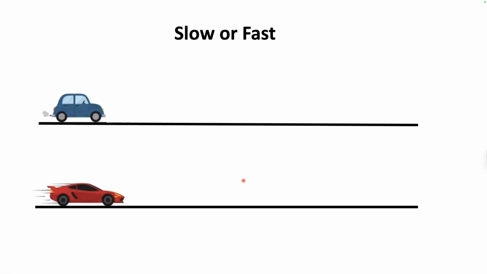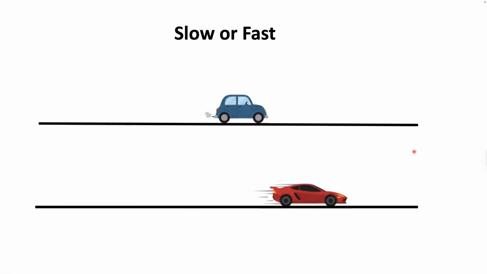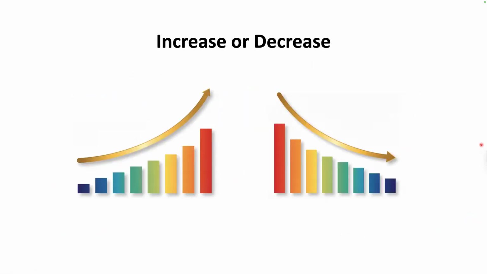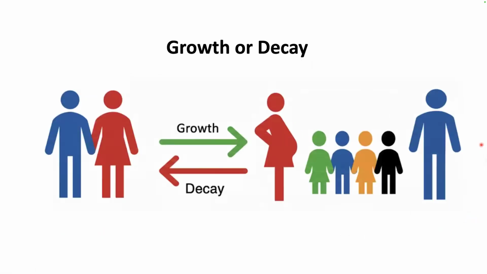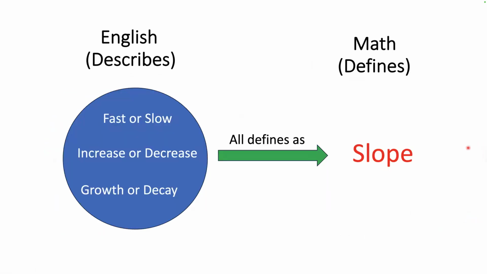Let's see. The old car moves slowly. However, the sports car moves very fast. The stock market or economy increases or decreases. The population can grow or decay with time. These are all describing change in our daily lives. However, all of these changes are defined as a slope in math.